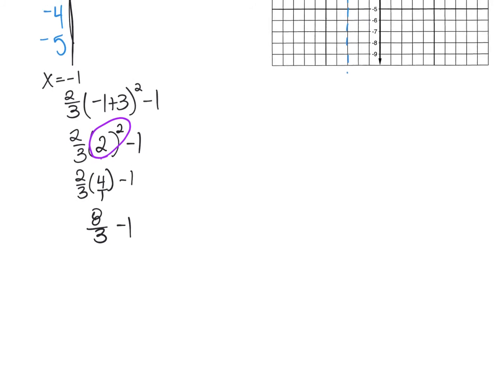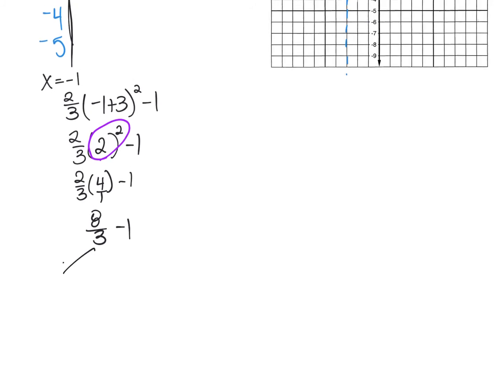Now we could go 2 directions. We could go mixed numbers and make that 8/3. 3 goes into 8 twice with 2 left over, 2 and 2/3. Sometimes that's a faster way to do it because now I have 2 and 2/3, I'm taking away 1 whole. Now I have 1 and 2/3, right?